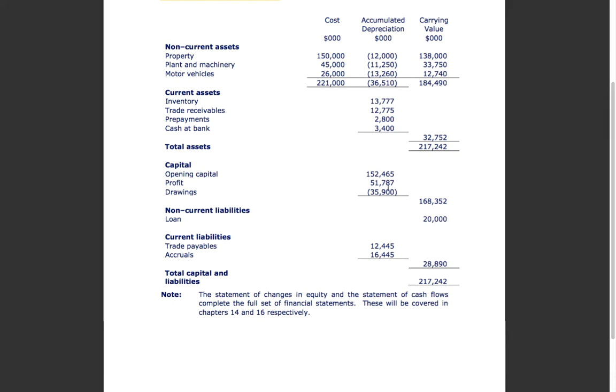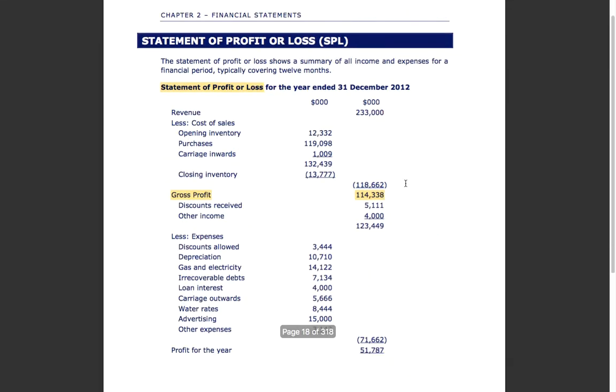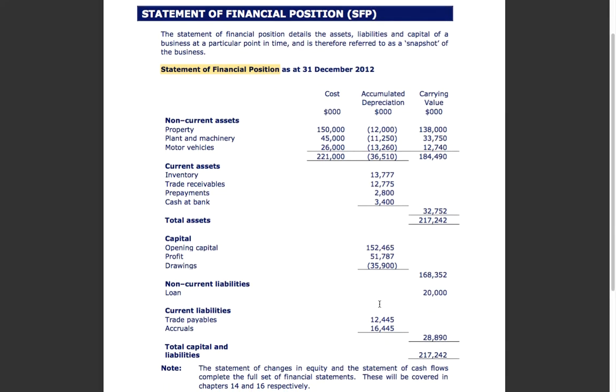You have some of your profit. Okay, I'll show you this. 51787. If the question is connected, it will be the same. Yep, it's the same. You see? So this figure goes here. Drawings could be literally whatever money you took out. You need some money and you took it out from the company. Simple. And you have a loan you took.